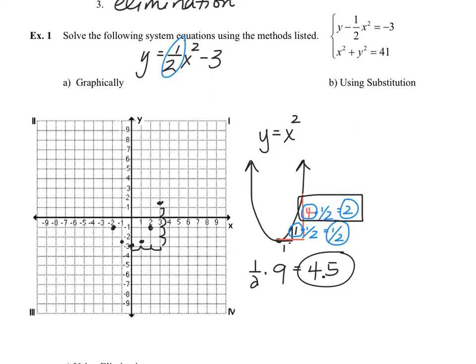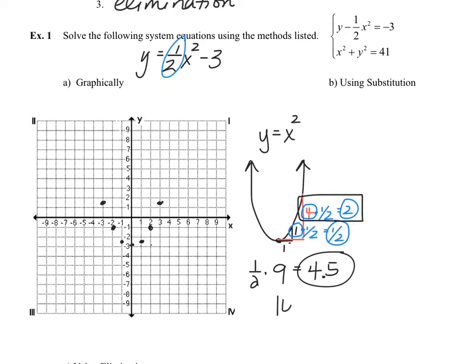Same thing, because the parabolas are symmetrical, we will go left 1, 2, 3, up 1, 2, 3, 4.5, and we'll plot that point. I can erase my little hops. So because I have a big enough grid, let's keep going. Let's go one more. So that would be moving from the vertex right 4.